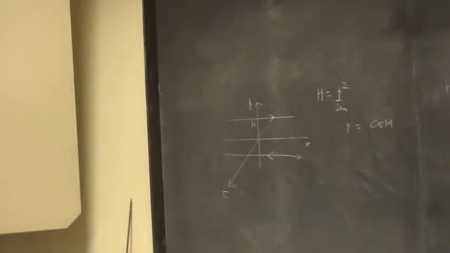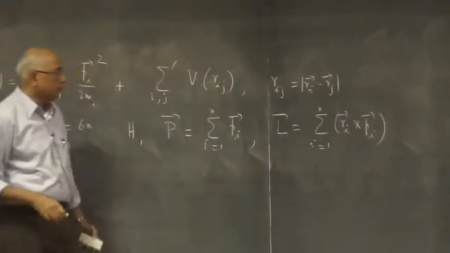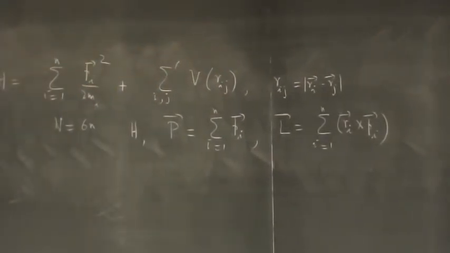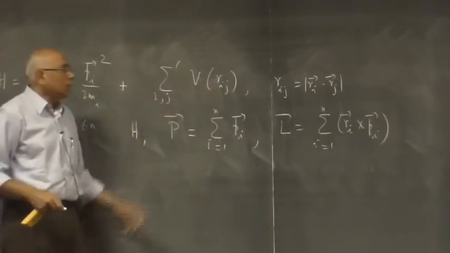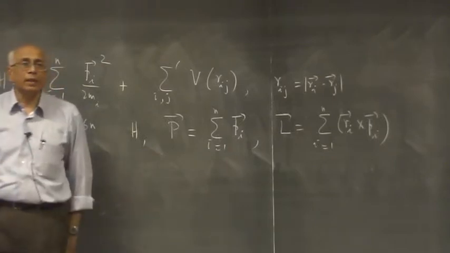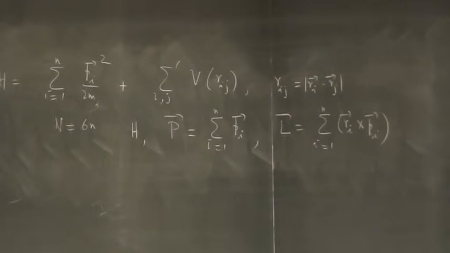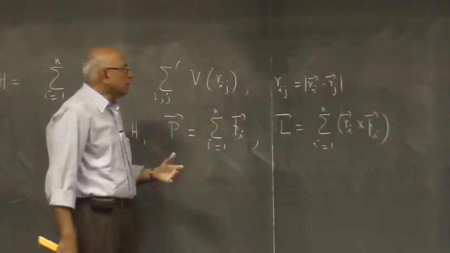So L equal to summation i equal to 1 to n r cross p is a constant of motion. Anything else? Well, if I give you special forms of V, then of course you'll start discovering constants of the motion. In particular, if this thing here is a sum of two-body forces, or harmonic forces or something, then the system is integrable. No problem. But for arbitrary V, there are not too many more constants of the motion.